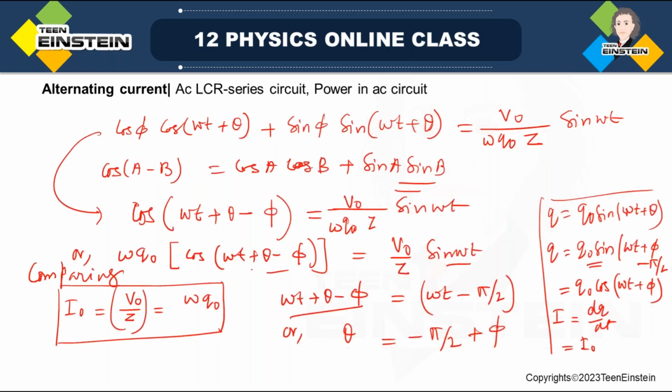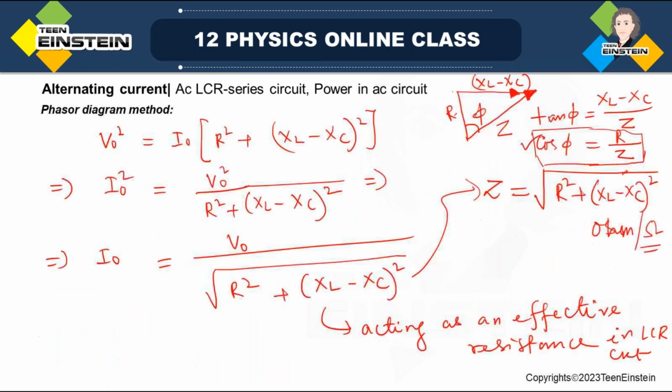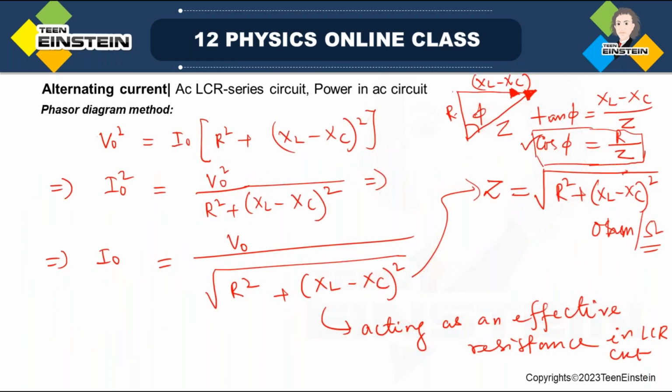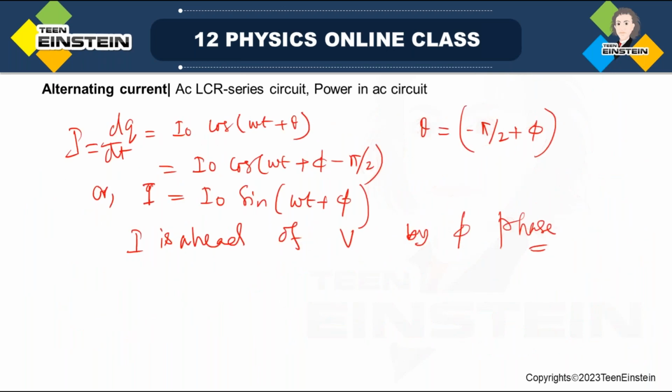This is what we had actually seen in case of the phasor diagram method also, right? We had seen this same thing here also. Look here, the current is actually ahead of the resultant or applied voltage by angle phi. So the same thing we are getting by the analytical method also.